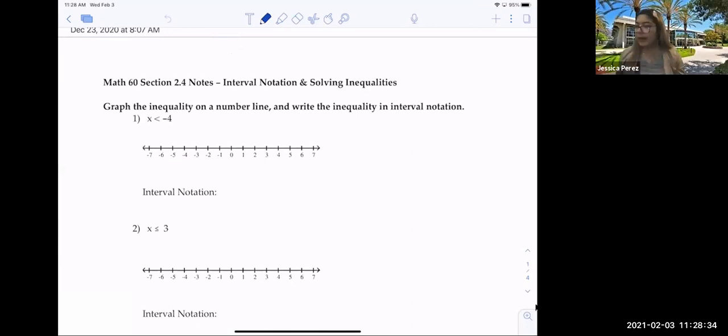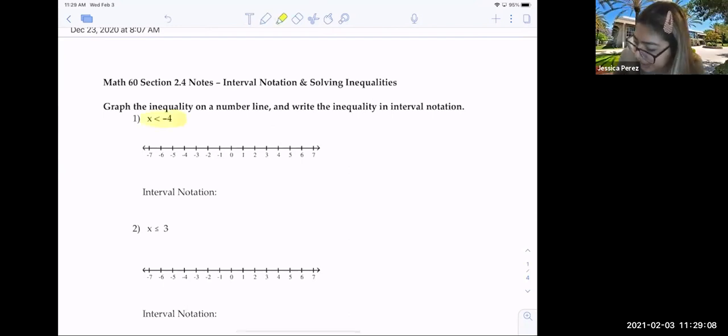Awesome. Thank you. Alrighty. So let's look at section 2.4, interval notation and solving inequalities. Well, what is interval notation? Basically, interval notation really consists of a number line sometimes, or it might be based on a graph or a function. There are a lot of definitions of interval notation. But for this piece, I want to look at example number one. What does this mean?